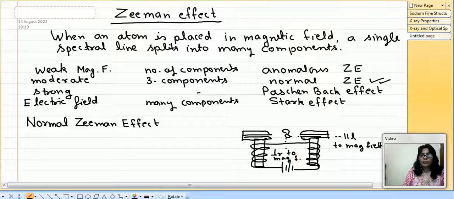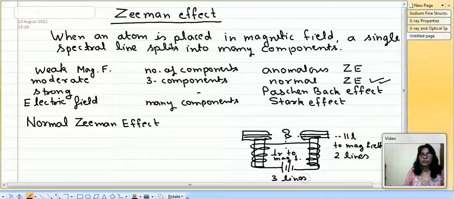If it is parallel to the magnetic field, then we see only two lines. And if it is perpendicular to the magnetic field, then we see three lines. Means the original line, which was only one spectral line in the absence of the magnetic field, is now split into three lines, or it is seen to split into two lines when we view parallel to the magnetic field. So this is the simple experimental setup for the Zeeman effect.